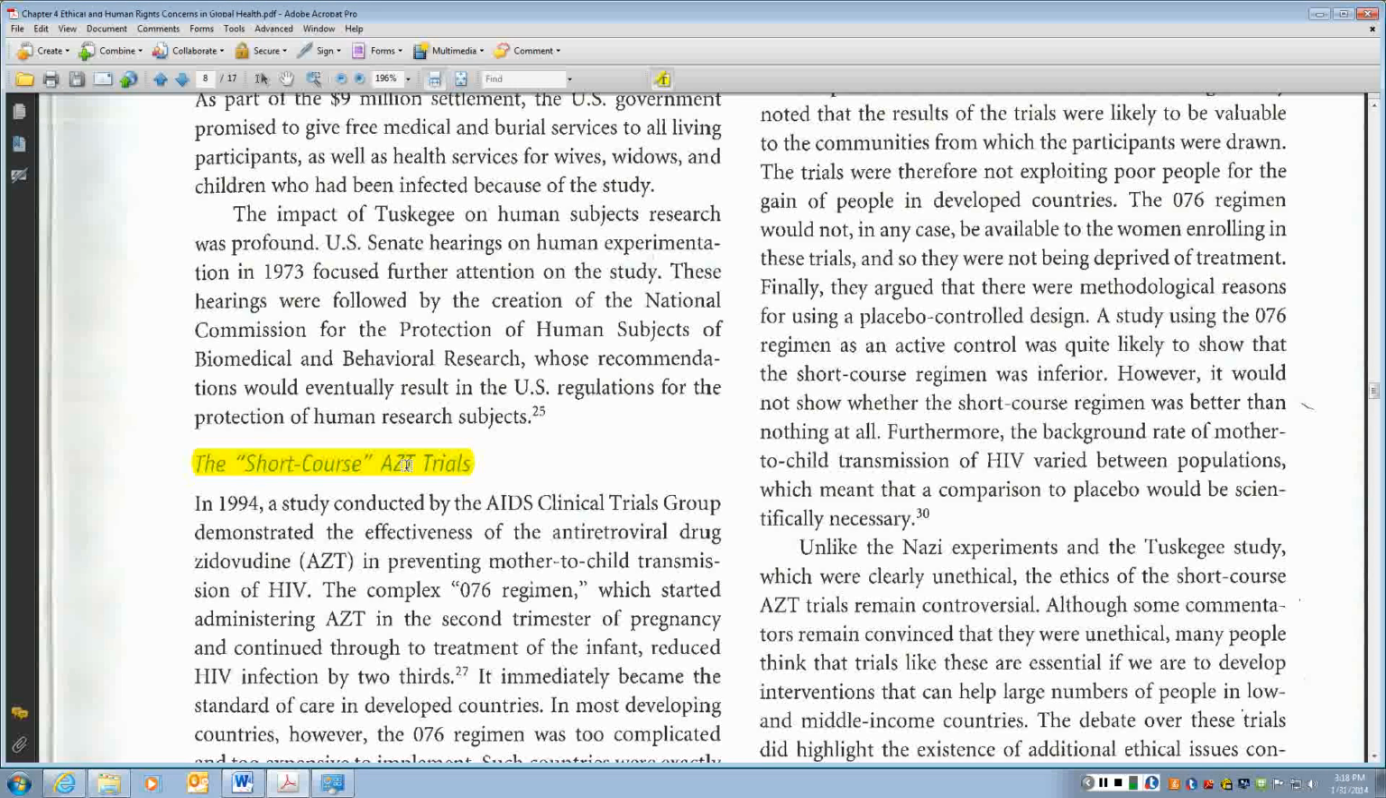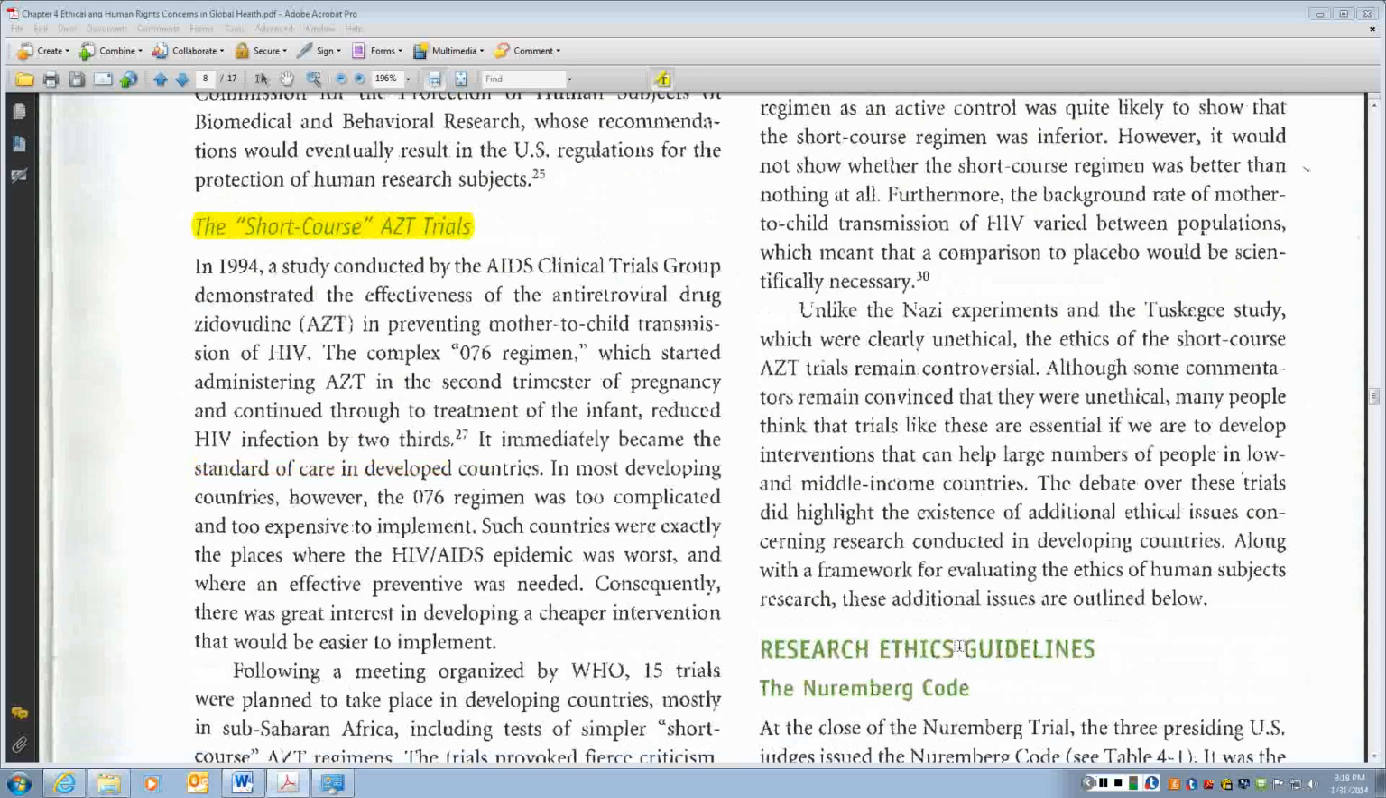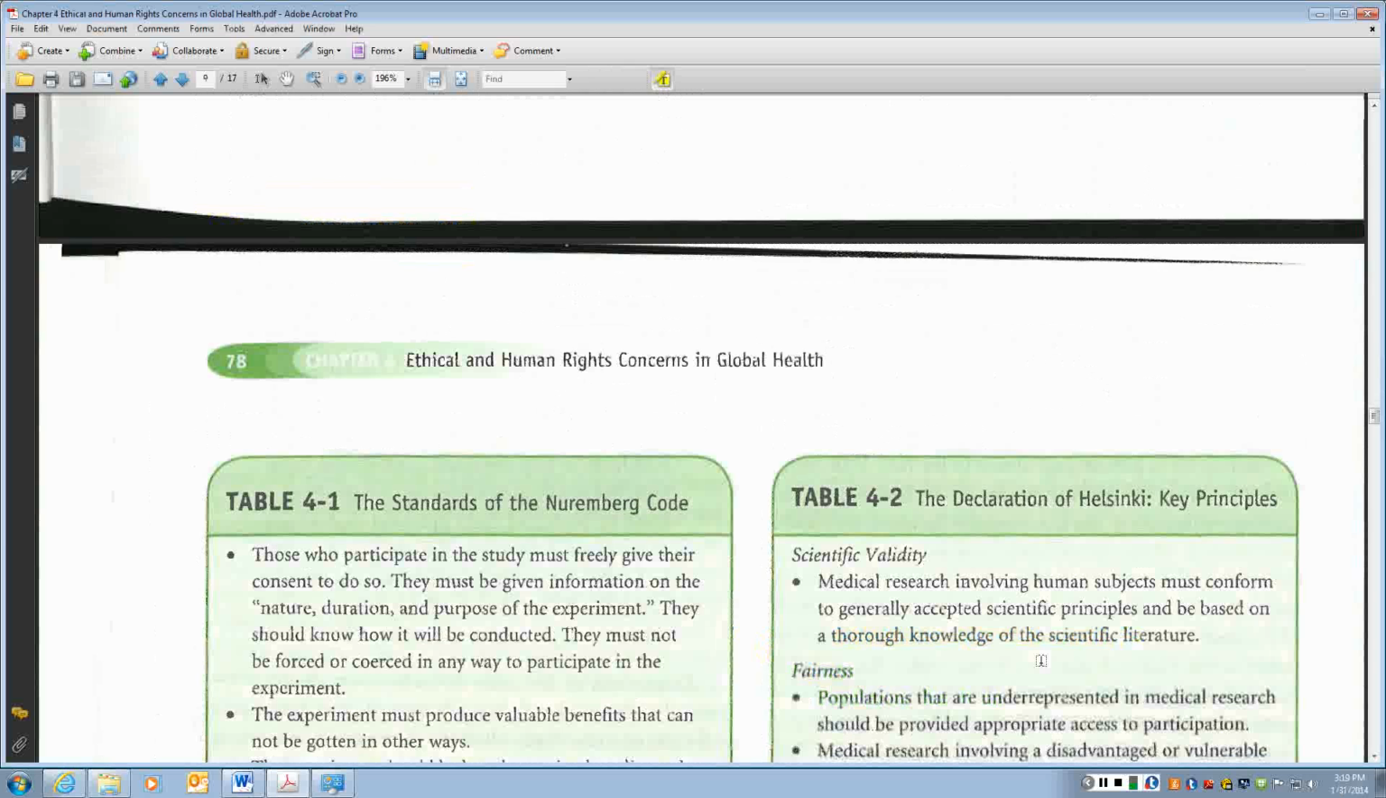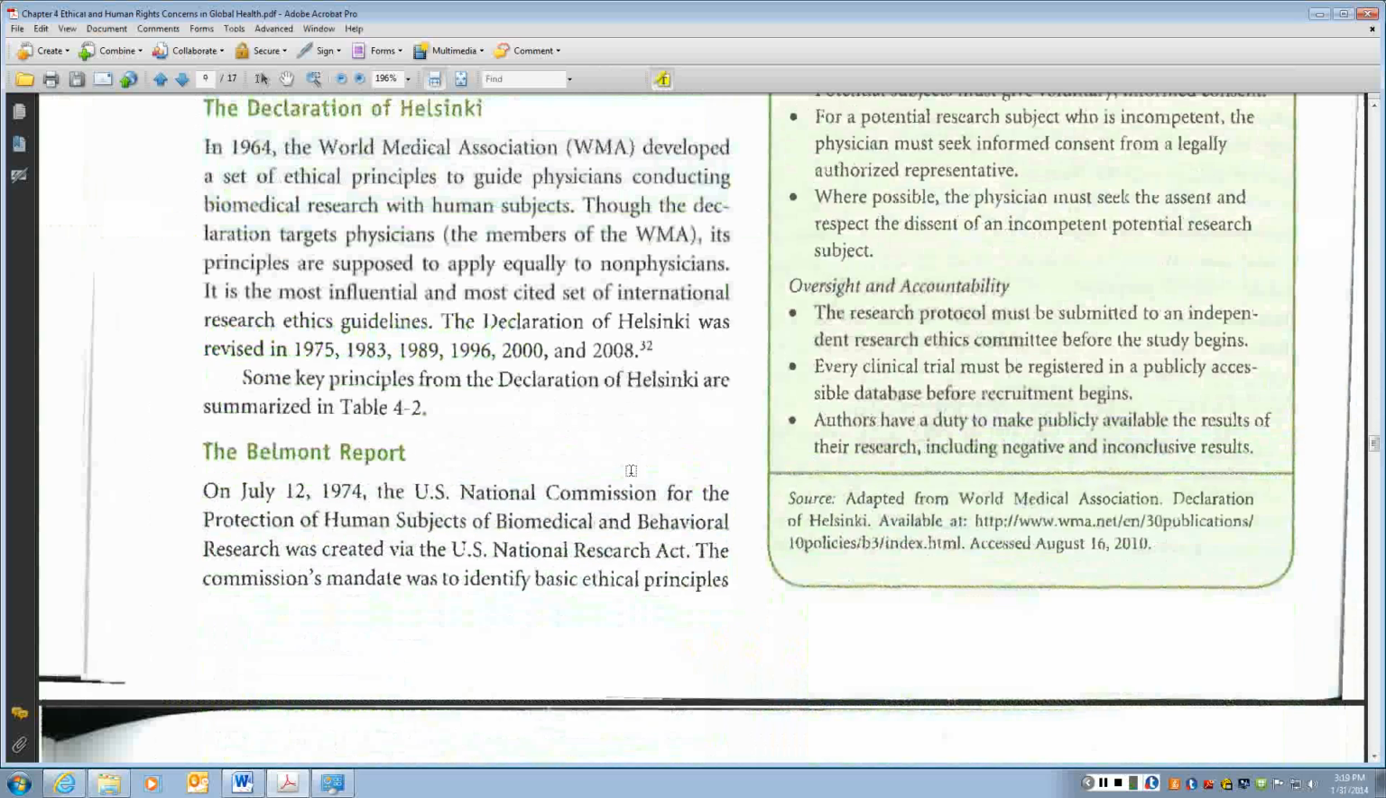They are landmark cases that have set standards now, trying to keep anything like that from happening again. Now, the guidelines that have been established after some of these horrific events are summarized in this section and sort of laid out on the next page, summarized in the Belmont report.